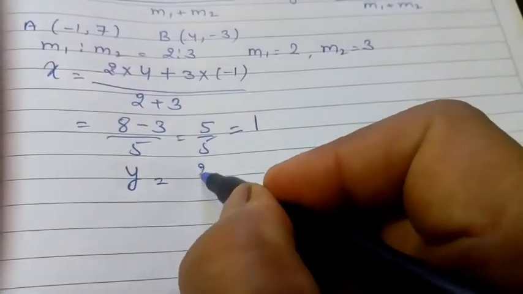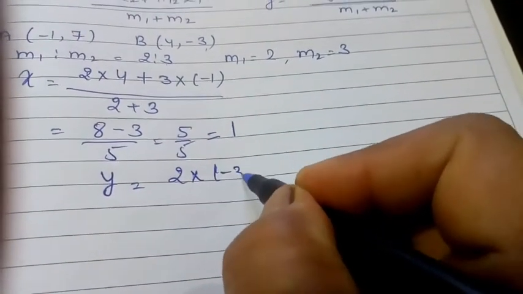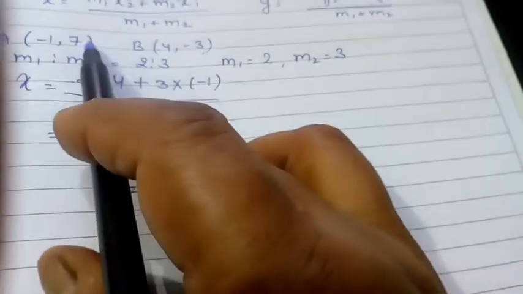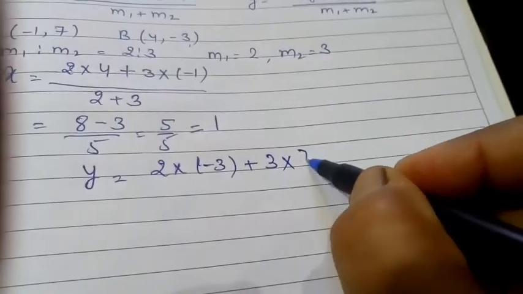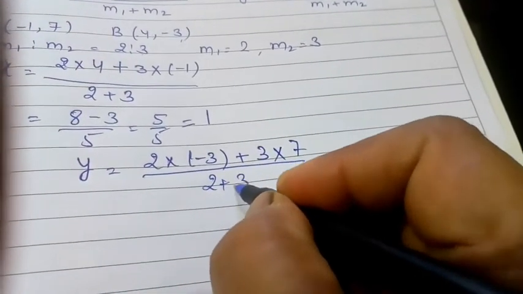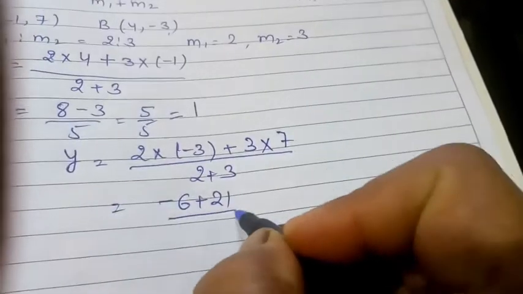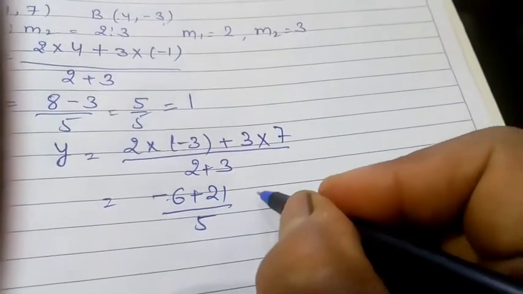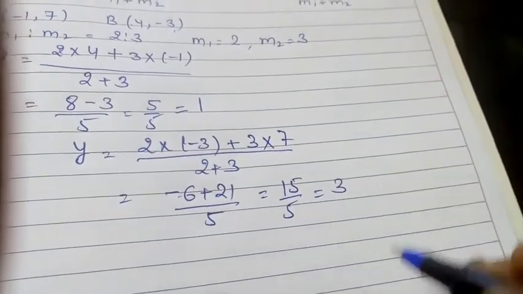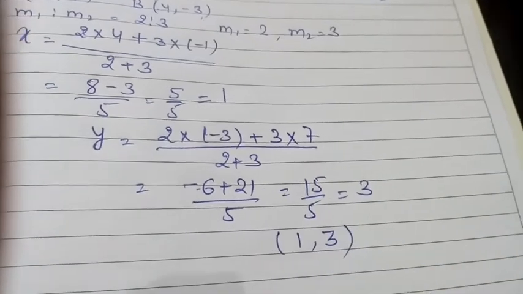And y equals m1 y2, where m1 is 2 and y2 is -3, plus m2 y1, where y1 is 7, upon 2 plus 3. That is -6 plus 21 by 5. 21 minus 6 is 15 by 5 equals 3. The coordinates of the point are (1, 3).